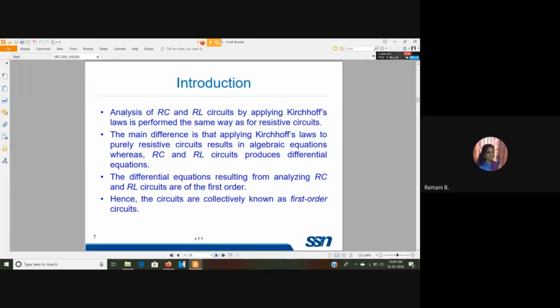Generally, we analyze RC and RL circuits the same way as we do for any resistive circuits. However, in resistive circuits we write the equation and get it in the form of an algebraic equation, whereas in RC and RL circuits we get a differential equation. That is where it differs, and RC and RL circuits are called first order circuits, as you will have first order terms in the equation. A differential equation can be solved using the complementary function and particular integral, or using the Laplace transform. We will see it with respect to the Laplace transform.